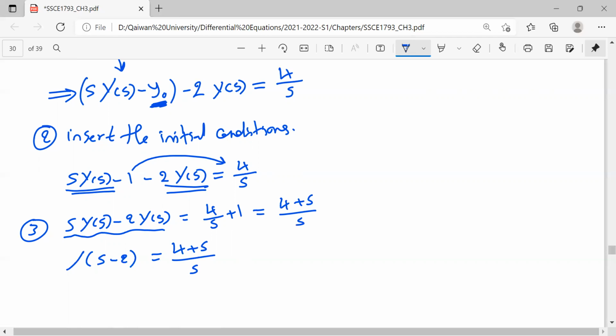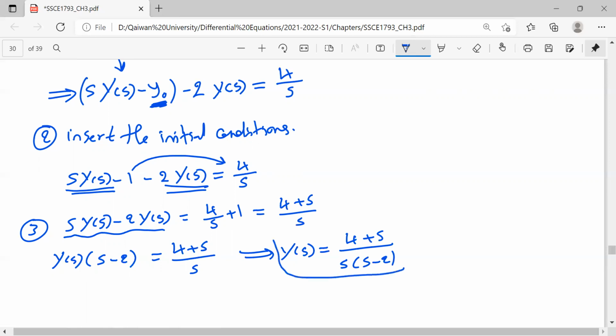Now, so this is Y of s times s minus 2. If we take Y of s as the common factor, we get s minus 2, and in the right hand side we have 4 plus s over s. Then we say Y of s equals 4 plus s divided by s times s minus 2. It's s times s minus 2.